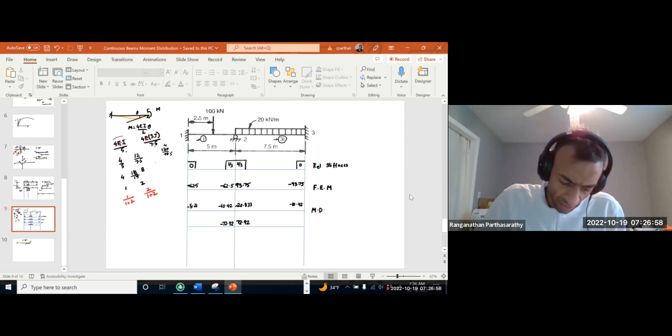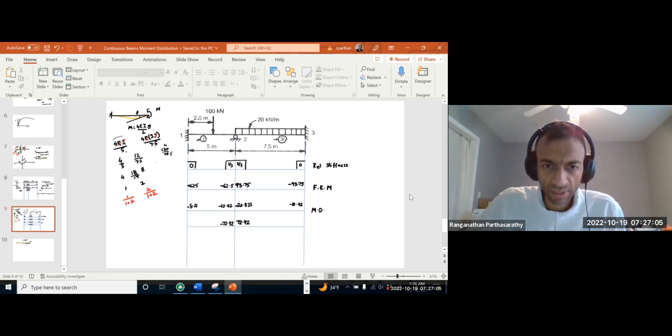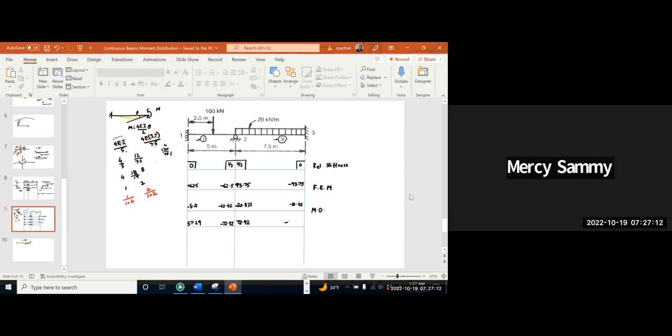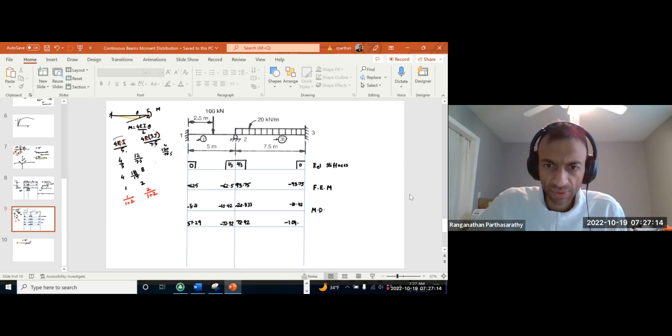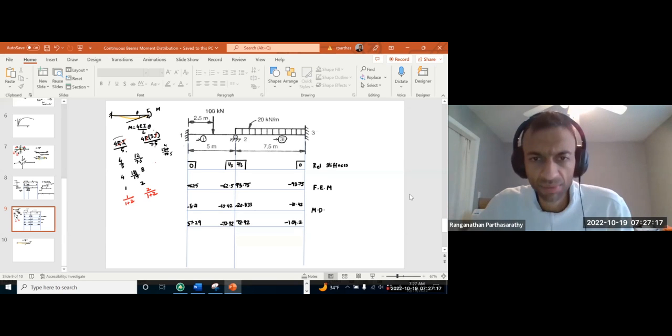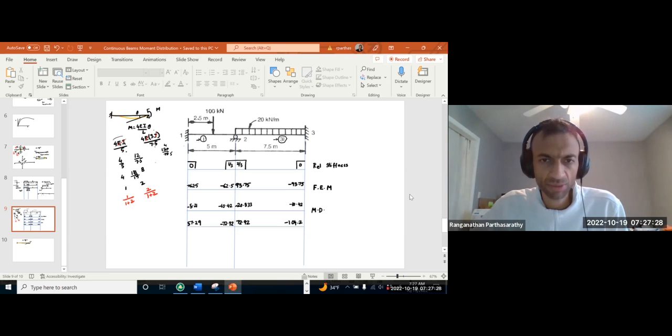And this one adds up to 62.5 minus 5.21, 57.29. And the last one is negative 104.2. Since we have only one continuous joint here, and at that joint the moment is already balanced, there is no excess moment. So we already ended our calculation.